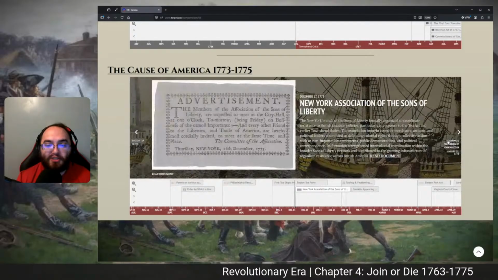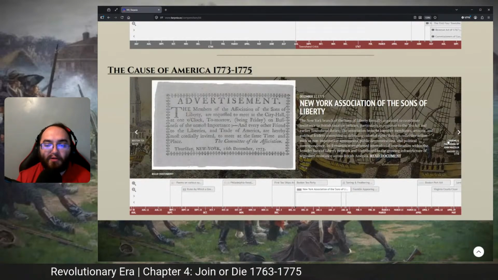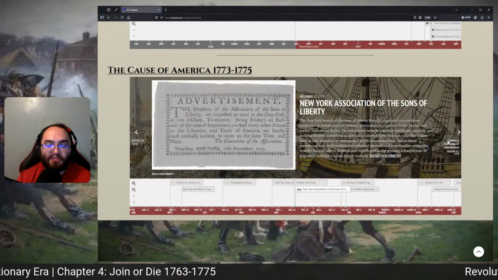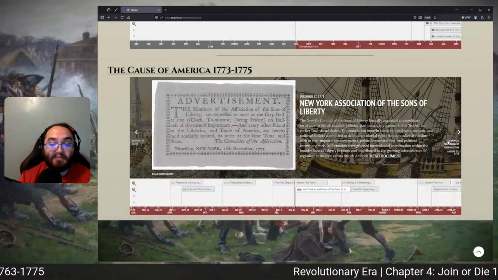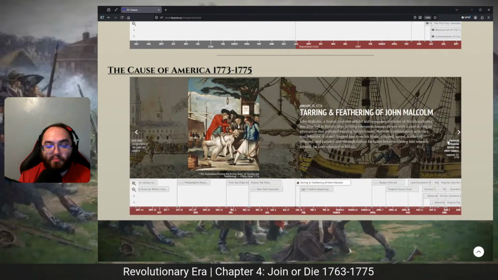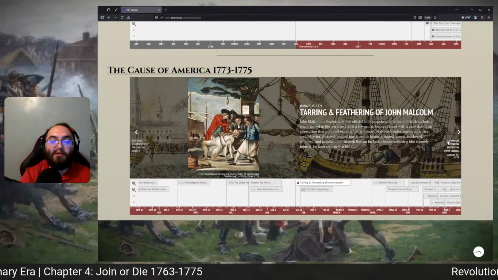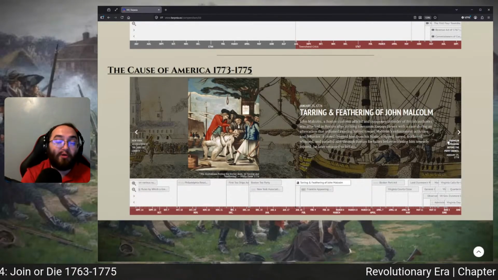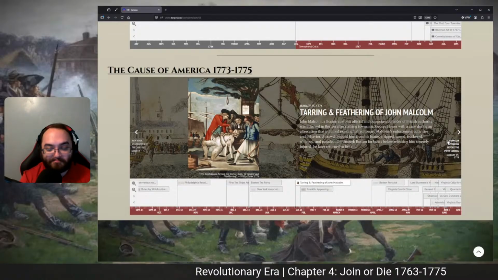New York Association of the Sons of Liberty. So the New York branch of the Sons of Liberty formally organized to coordinate resistance to British tax policy, specifically the tea tax. And then here is probably the most famous event, the most famous tarring event, I should say, which is the tarring and feathering of John Malcolm.